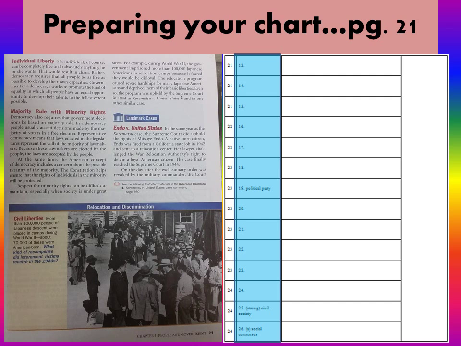Okay, you should have flipped your page over to prepare for number 13. On this page we have red. Don't count this right here. We'll just put the red. So individual liberty is number 13. Majority rule with minority rights is number 14. India versus the United States is number 15.